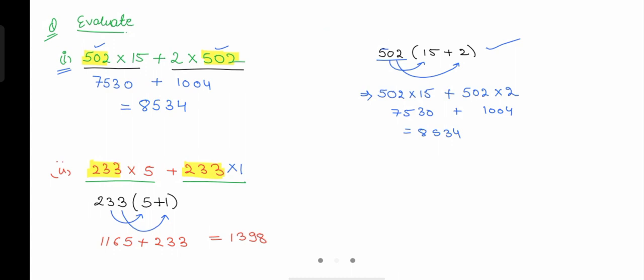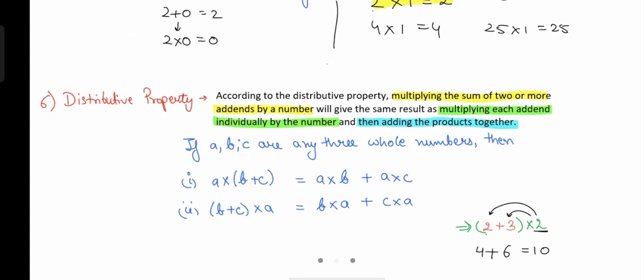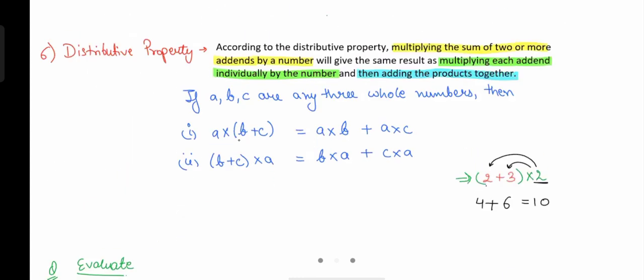This was the distributive property, which is very, very simple. It only tells you that if you have two numbers and you have a sum of them and you want to multiply it with another number, then in that case you can multiply them individually with the two numbers and then you can add them up. The answer will be the same as if you do it in any other way. This was very simple, the distributive property.